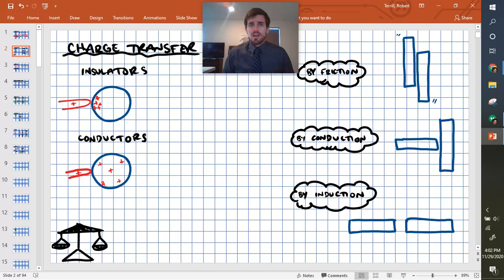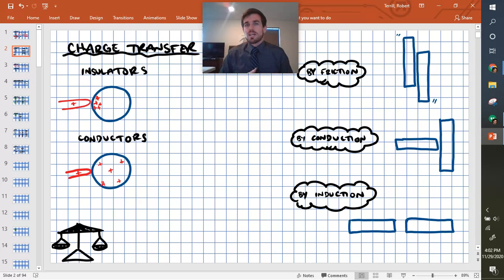Whereas with an insulator, I could put a ton of charge on one side. It just would never make it to the other side. So it's not useful for a lot of electrical applications. It still can accept charge, but it just can't move it through there. Okay, so that's insulators and conductors.